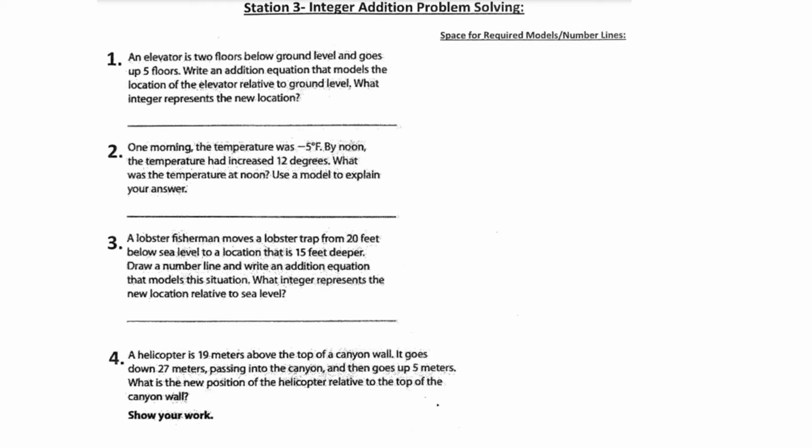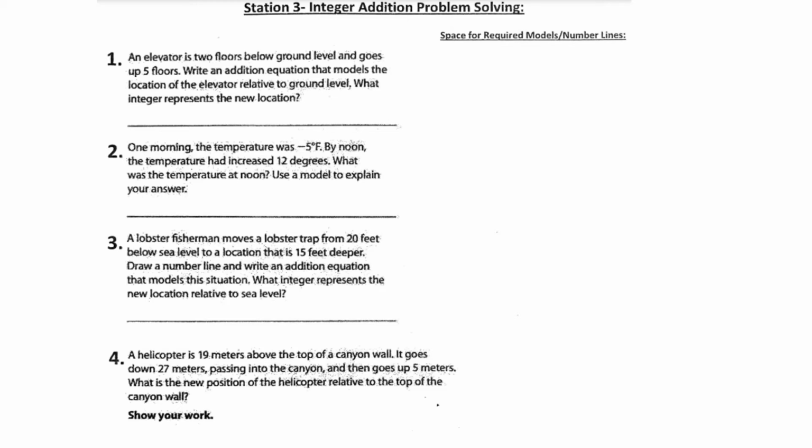Problem 2. One morning the temperature was -5 degrees Fahrenheit. By noon the temperature had increased 12 degrees. What was the temperature at noon? Use a model to explain your answer. So you should have a model of some type over on the right hand side, plus put your answer on the line.